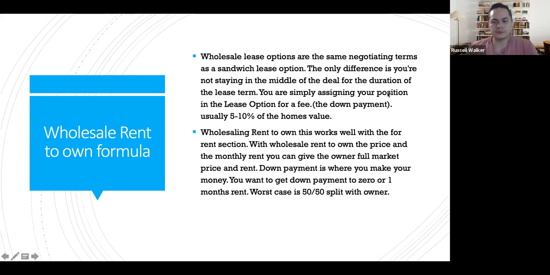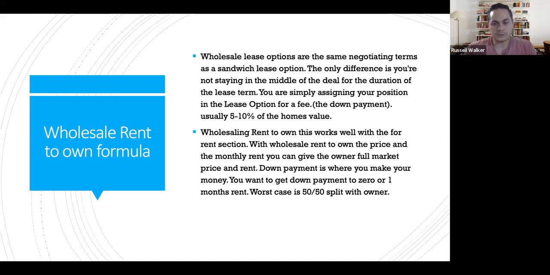So wholesaling rent to owns works well for the for rent section. You can do a lot of these with the for rent section. And people are already saying, I want to rent my home. All we have to do is convince them to do a rent to own. So they're already saying, I want to rent my home for $2,000 a month. All we have to do is convince them to say, hey, if we can agree on a purchase price today, do you think you'll do a rent to own? If they say yes, that's all we need to convince them. And then we just need to negotiate the price, the terms, and the rent.